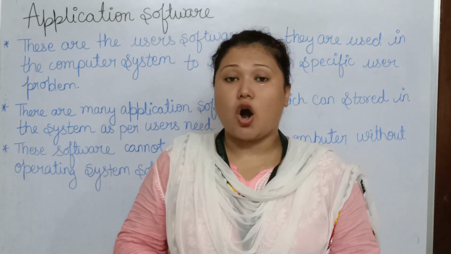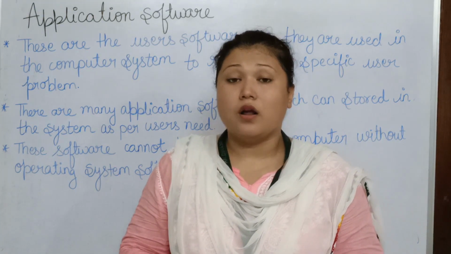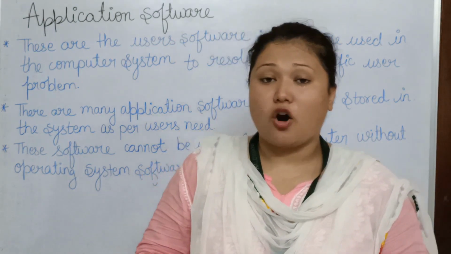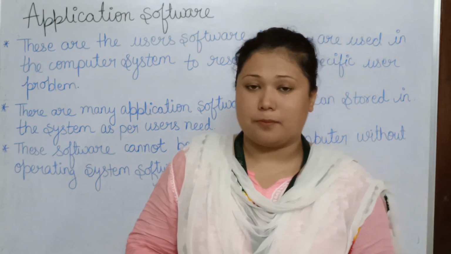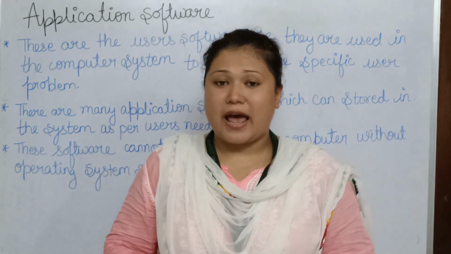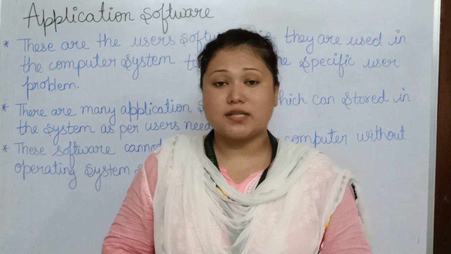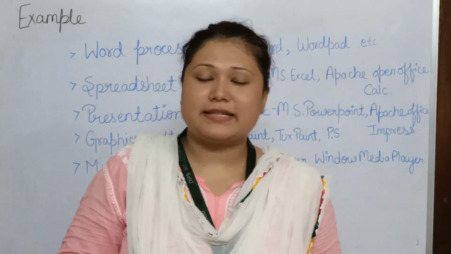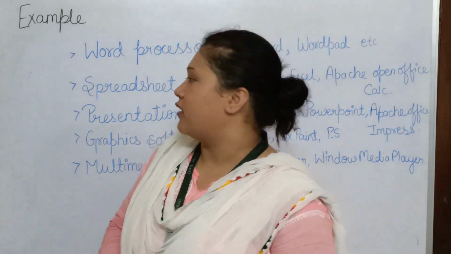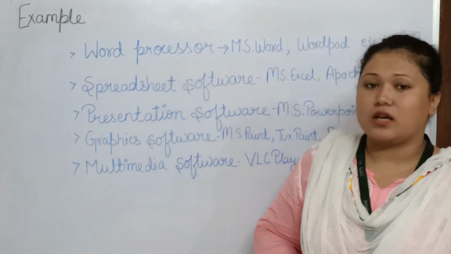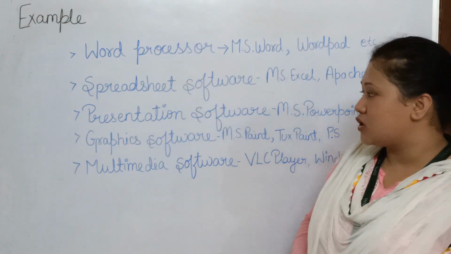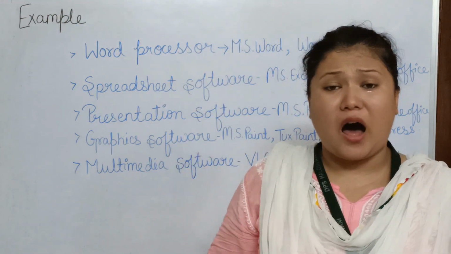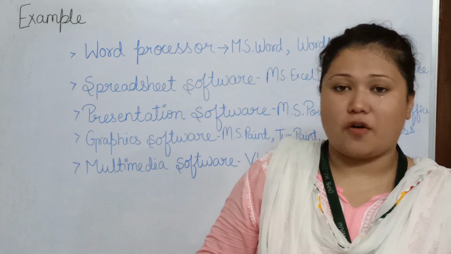So we are not able to operate anything in that computer system. If we install system software or operating system software, then we can perform any kind of task in that computer system. So, as much as hardware is important in a computer system, software is also equally important. Let's take some examples of application software like word processor, spreadsheet, presentation software, graphic software, multimedia software. These are all application software.